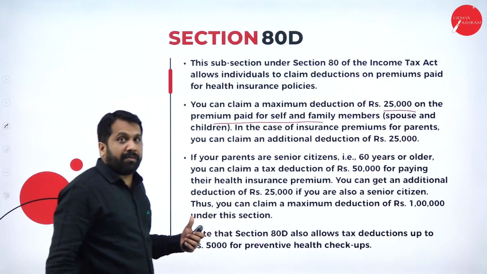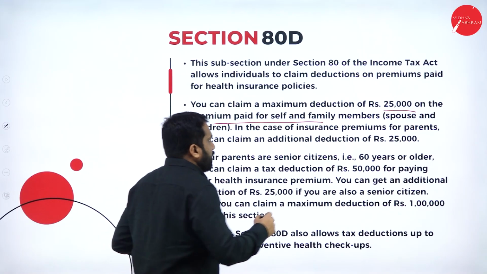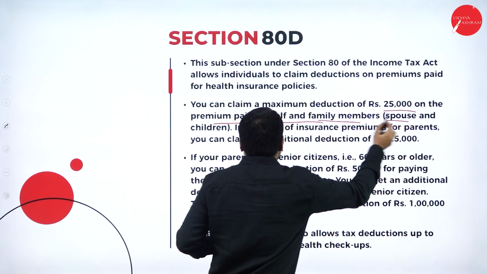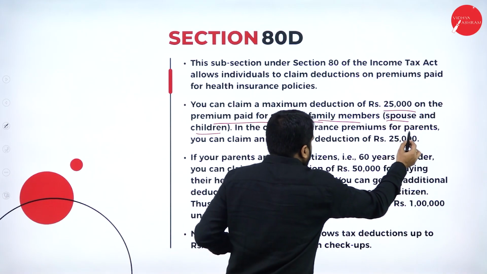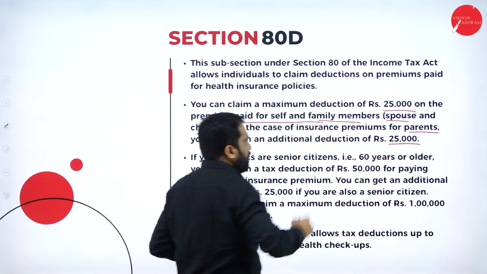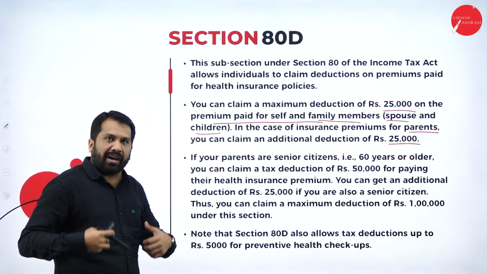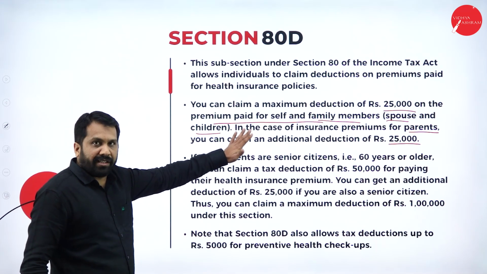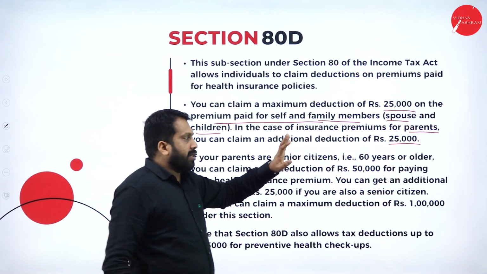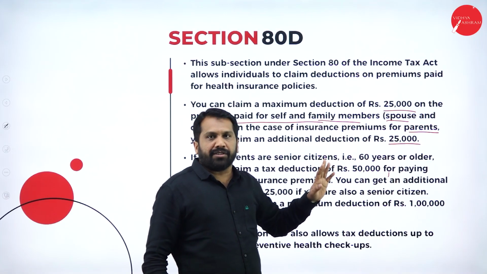See, maximum limit is how much? 25,000. For whom is it applicable? It is applicable for family members, spouse and children. In the case of insurance premium for parents, separate 25,000. 25,000 for yourself, your wife or your husband, your children, 25,000 together. And for your parents, another 25,000. Up to 50,000 you can claim as deduction.